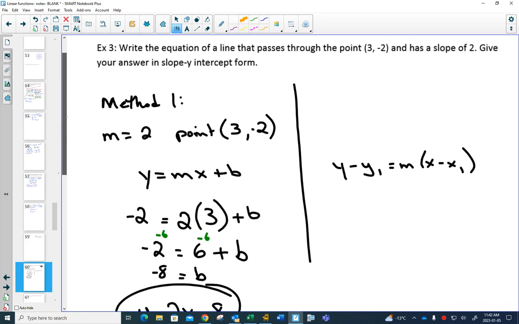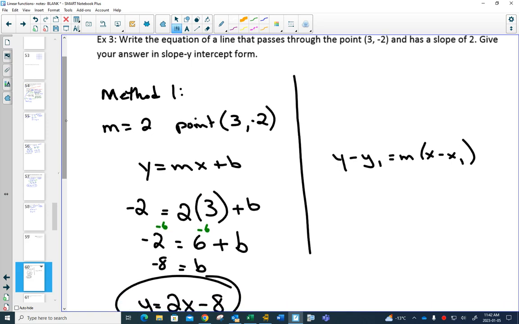So if you're using y equals mx plus b form, what you do is you plug in the 2 for m because you know that already. And because we know a point, we know that that point makes the equation true, so you can plug in the x for the x, the y for the y, and then you just have to solve for what b is equal to.